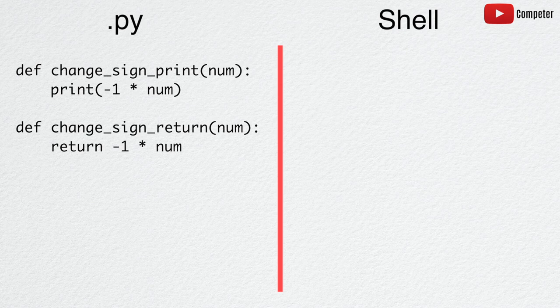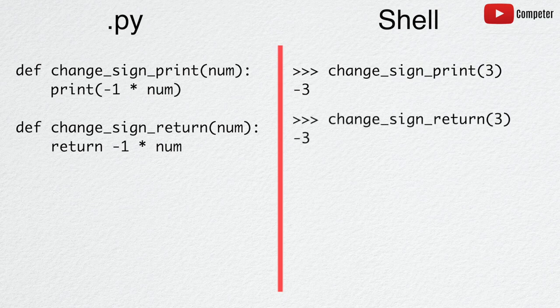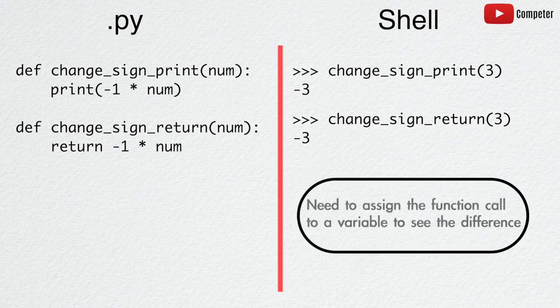In the Python Interactive Shell, if you call the function change_sign_print with num equal to 3, -3 gets printed. However, calling change_sign_return with the same argument also prints -3 to the shell. This is what we meant earlier when we said the Python Interactive Shell can be confusing. It displays both results from a print function and a return statement. In order to see the difference, we need to assign the function call to a variable.